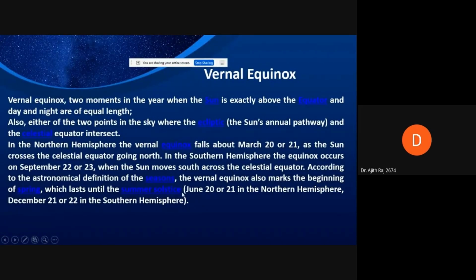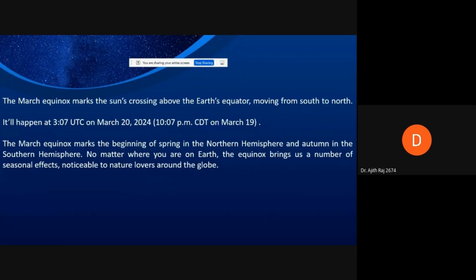Okay, I hope you might not have been able to assume or analyze this in this online session, but in the upcoming slides I have brought some things that may illustrate the exact positions. So the March equinox, which is nothing but the vernal equinox, marks the sun's crossing above the Earth's equator, moving from south to north.